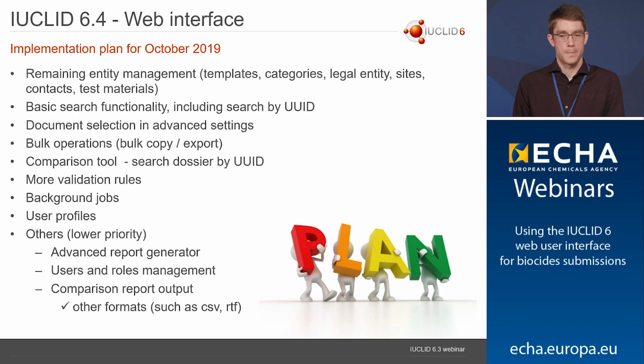We will also introduce the document selection in the advanced settings when you're exporting and importing a Euclid file, as well as creating a dossier. For those who are not familiar with this, this means that you can filter the documents which you are exporting and importing. We will also introduce the bulk operations in the web UI, which means that you can copy 2 or more documents, for instance, and you can export documents in bulk, so 2 or more Euclid files. We'll also expand the comparison tool slightly so that you can search by Dossier UID.